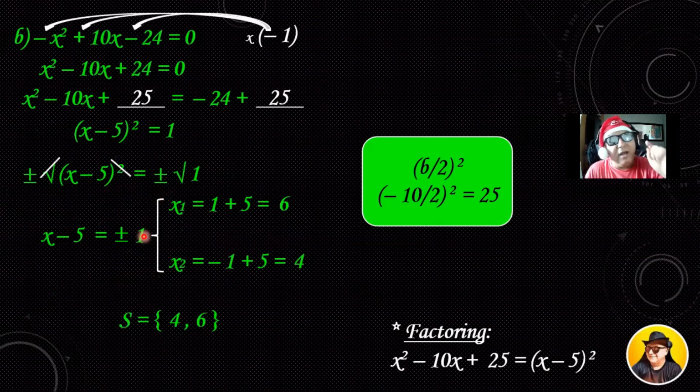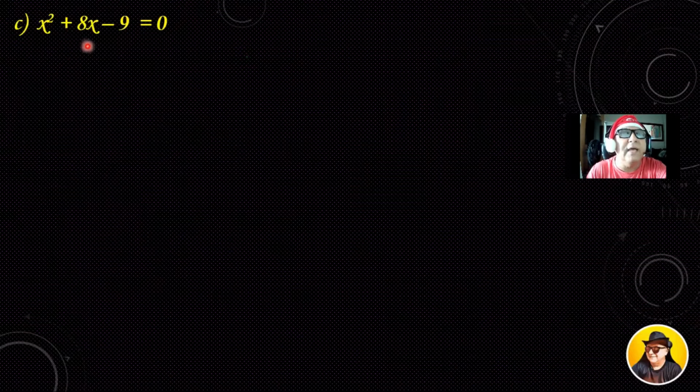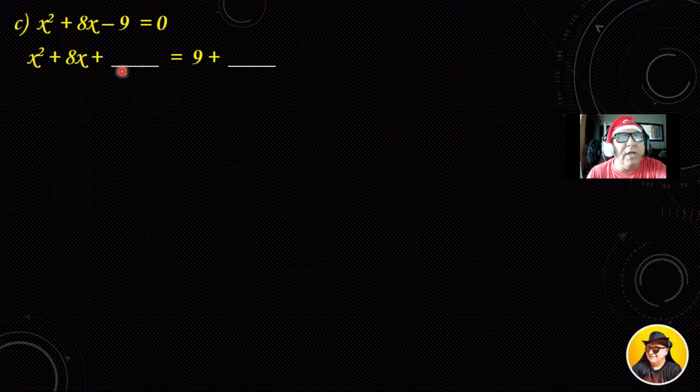All right, class, let's go to our question C. X squared plus 8x minus 9 is 0. Focus on minus 9, all right? So move it to the right side of the equation, it becomes plus 9. At the same time you do this, write two blanks, one on the left side of the equation and the other on the right side. Don't forget, you have to search for numbers to be written on both sides that complete here a perfect square trinomial, okay?